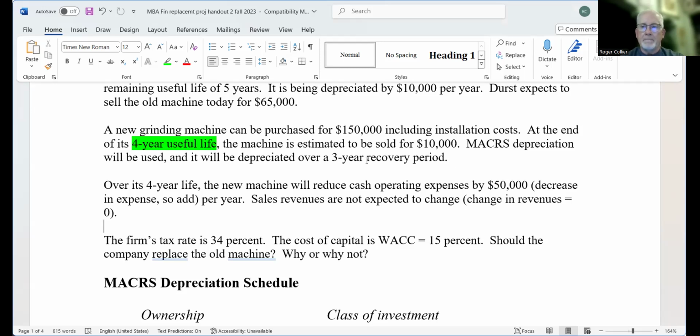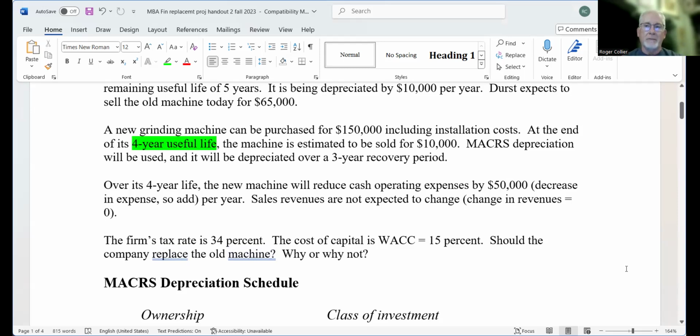All right. So they expect the change will reduce their expenses 50,000. That's a decrease in an expense, so we add it. And it's expected to have no effect on revenues. So the change in revenues is zero. Does that mean revenues are zero? No, it means the change in revenues is zero. Right? Their effective tax rate is 34%, and the cost of capital is 15%. Should they replace the machine? How are we going to make that decision?